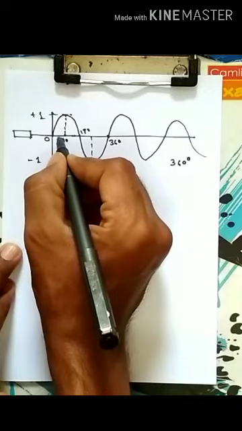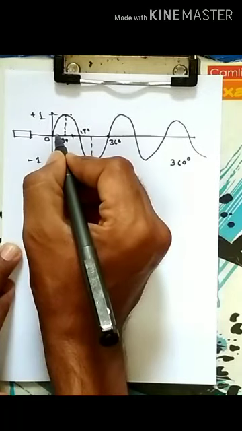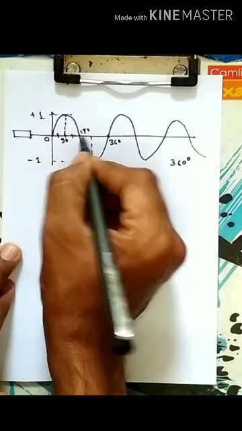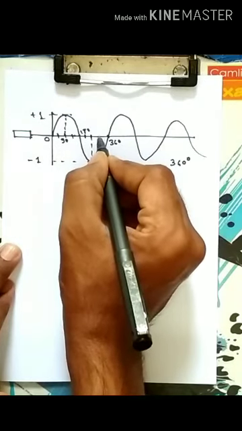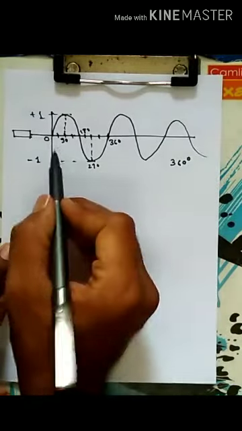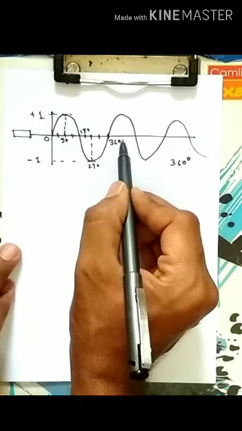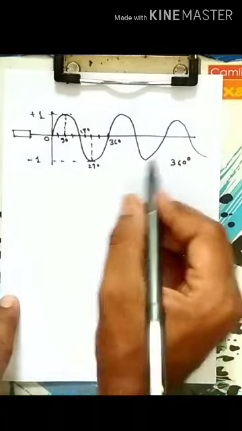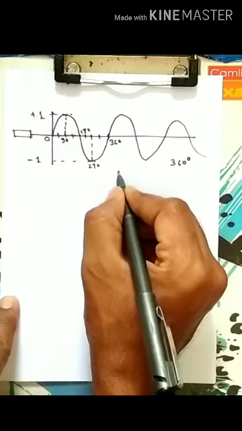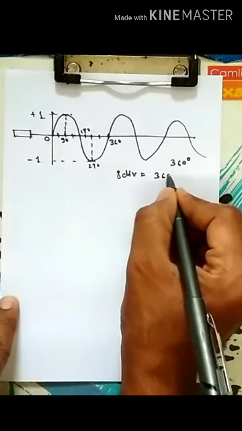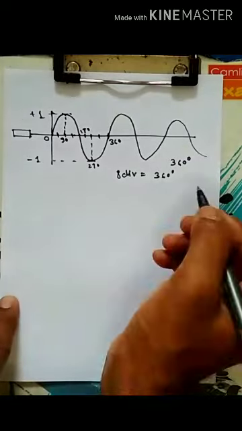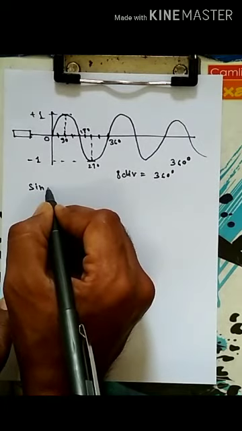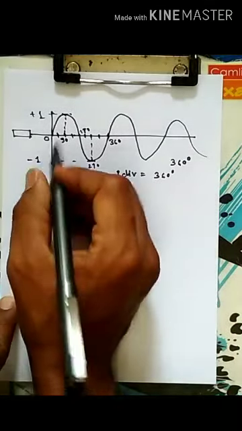This is center parts, so I can divide this like this: 1 2 3, 1 2 3 4 5 6 7 8. So I divide this 0 to 360 degree in a length. That length is 8 divisions. So I divide this one in 8 divisions, which is nothing but 360 degrees, the angular displacement for one cycle.